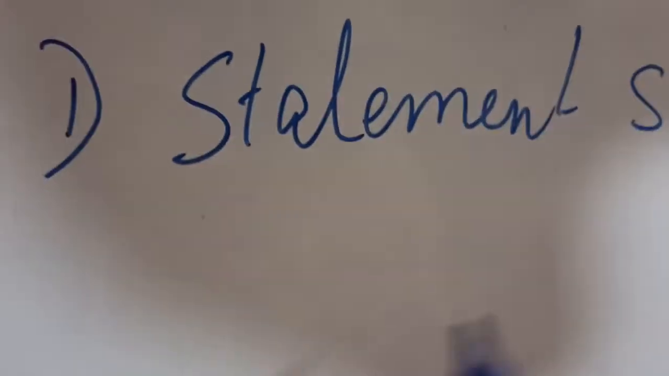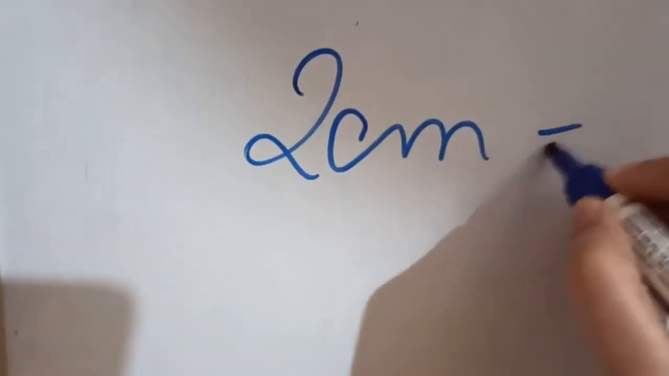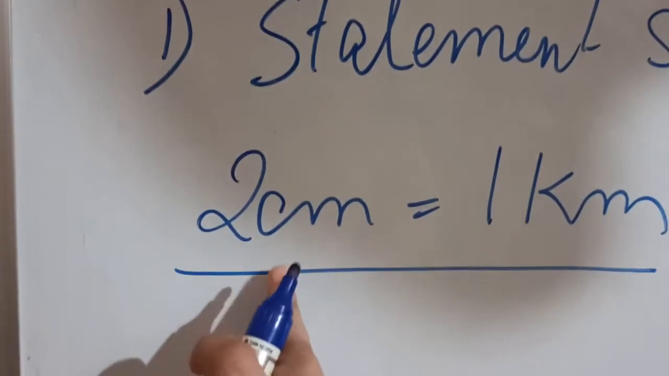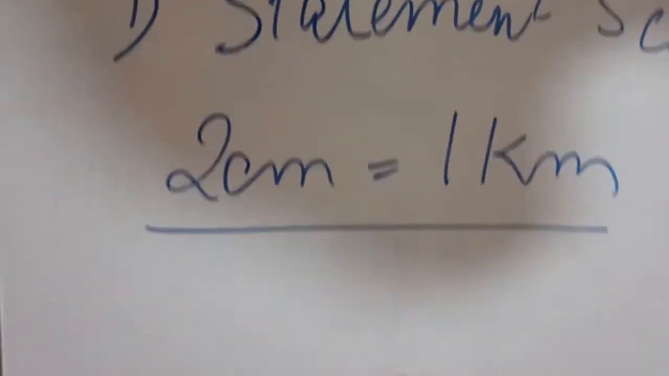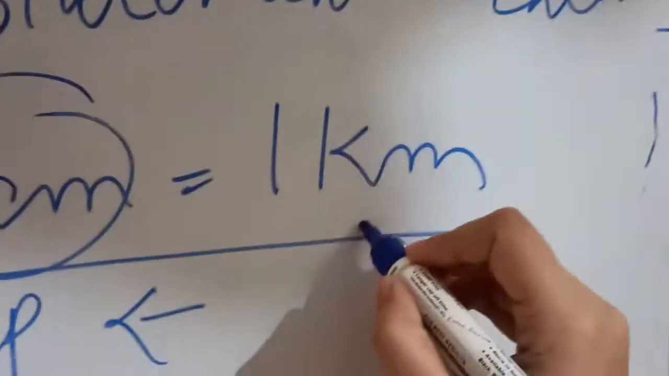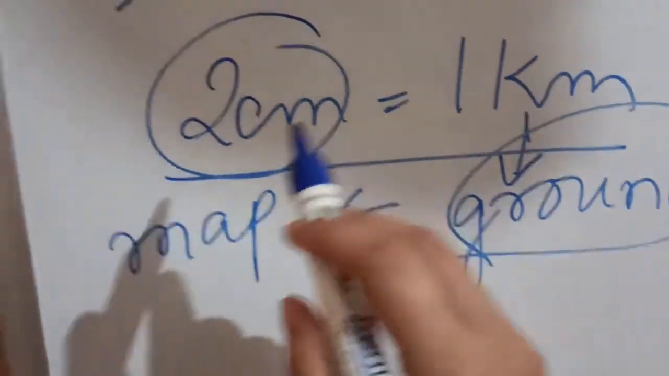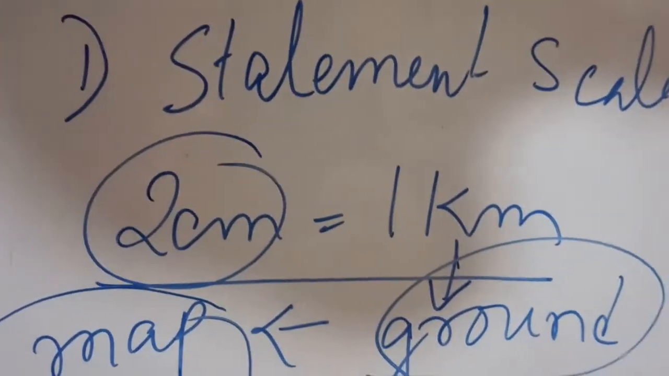So what is a statement scale? The statement scale is a simple scale in which, through a simple statement, we can understand the value of the scale. For example, 2 centimeter is equal to 1 kilometer. It is a simple statement meaning that 2 centimeter on the map actually represents 1 kilometer on the ground, or in other words 1 kilometer on the ground is represented by 2 centimeter in a particular map. Okay, this is what statement scale means.